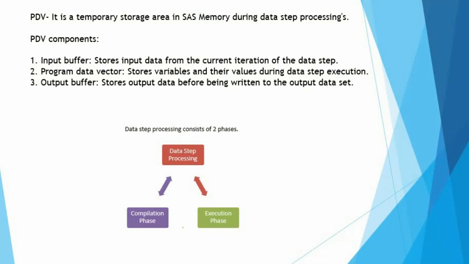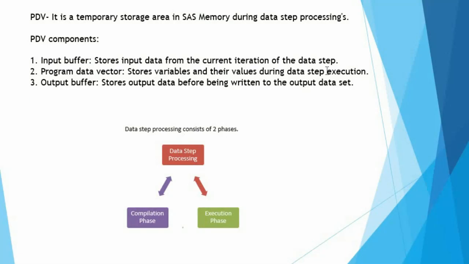So basically, SAS stores the raw data in the input buffer. As we know, raw data means unprocessed original data that has not been formatted or manipulated yet. It is the data exactly as it is initially received or collected from the client. Once the data has been stored in the input buffer, then PDV comes into the picture to store the variables and their values during the data step execution. Once these both steps, the input buffer and the program data vector, have been done, the output buffer temporarily holds the processed data before it is put into the final output data set.